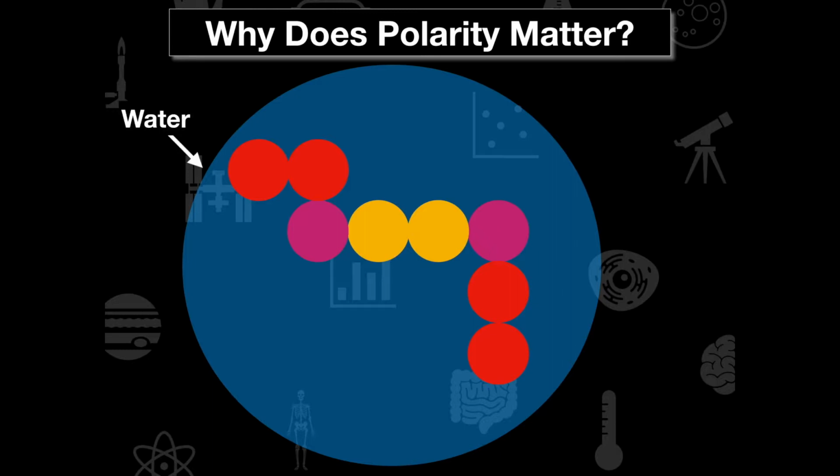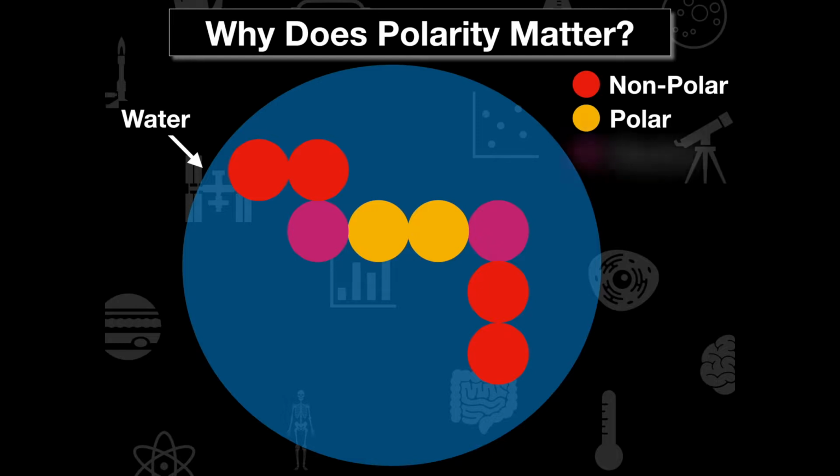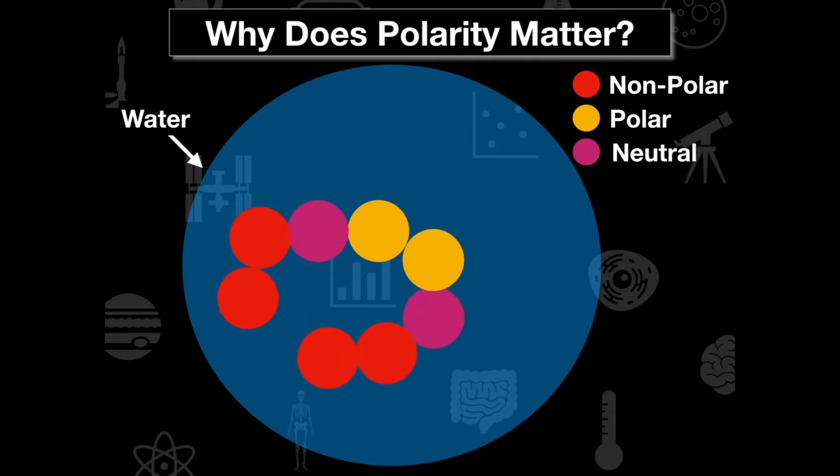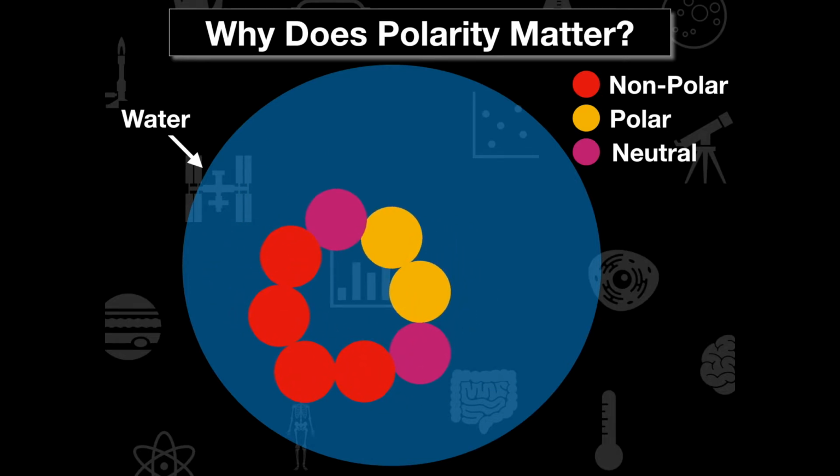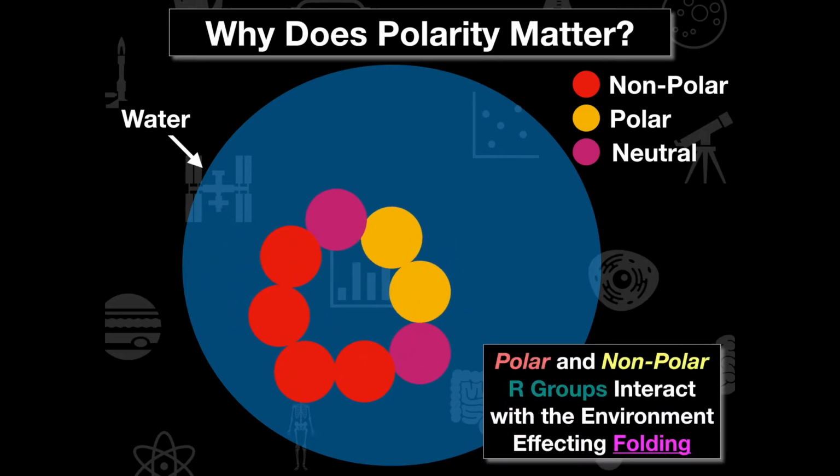So polarity is going to be really, really important for the function of how the enzyme works. So let's say we had water here. Now water is going to affect the shape of the protein, and remember our enzymes are going to change shape based on our polarity. So let's pretend we had an enzyme here. The red amino acids are nonpolar, the yellow are polar, and the pink are neutral. Well, they're all going to interact with each other, and the way that they interact is going to change their shape and their folding.